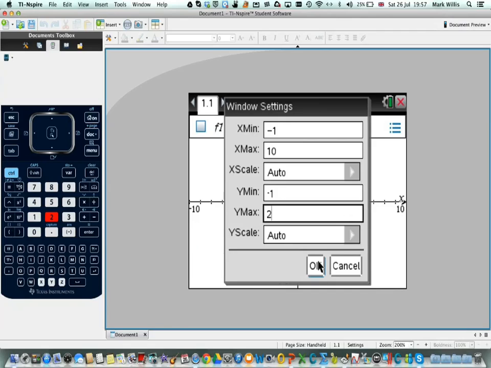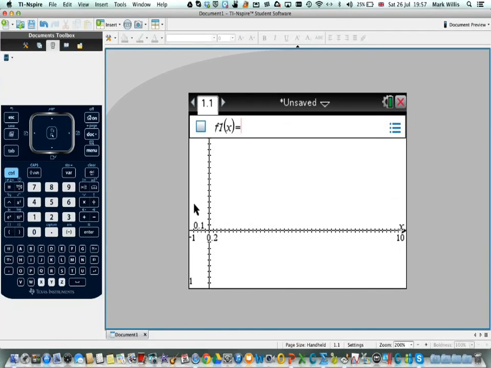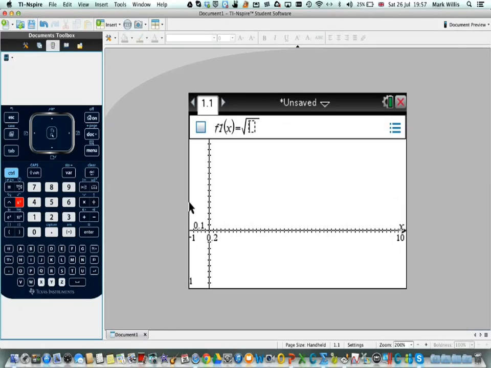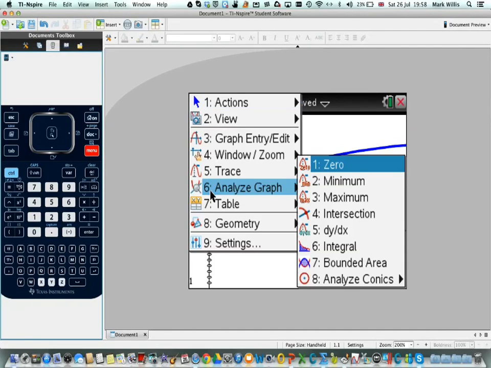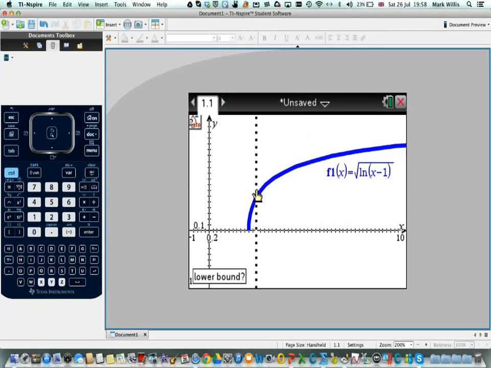Okay, and press OK. Enter the function square root, control square root of ln, so control e to the x here, ln of x minus 1. Enter, and then we see our function here. This point of value here is quite important. Let's just have a look at that. Menu, analyze the graph, and we want to look for the 0. Go to the left, go to the right, and then we get the 0.